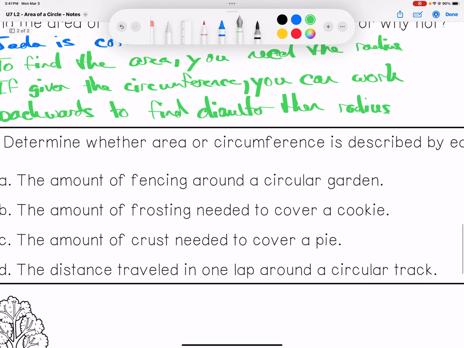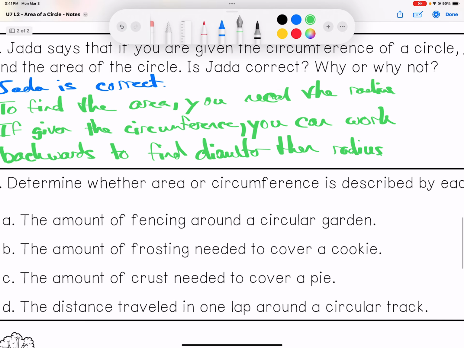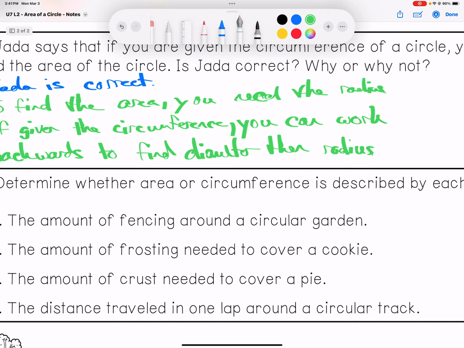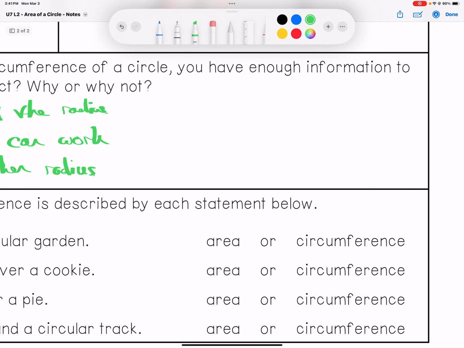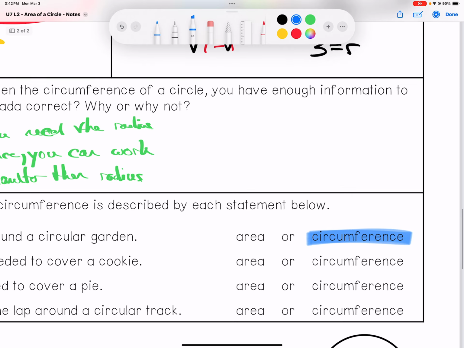Number 4, determine whether the area or the circumference is described by what's below. The amount of fencing around a garden, okay, is that area or circumference? That is going to be circumference. The fence around. We talked about that yesterday.